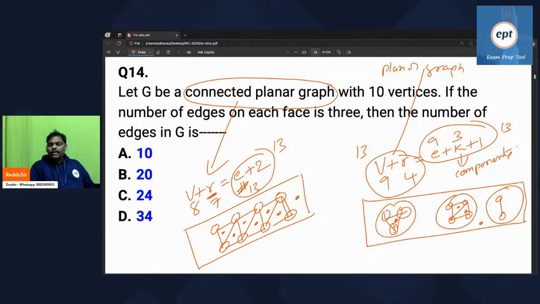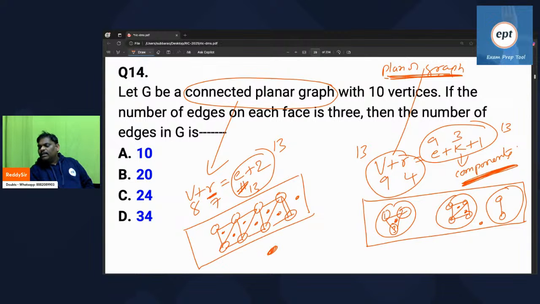I have written here connected planar graph: use this formula. Next one, he didn't mention connected. Maybe connected, maybe disconnected. When you say disconnected, the component concept will come. Whenever he doesn't mention, the component concept will come. But simply planar graph means it will work for connected also, and disconnected also.